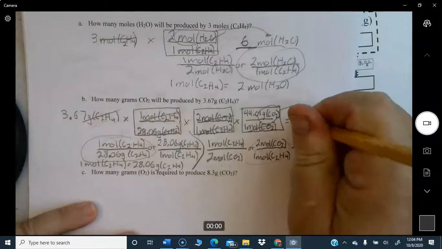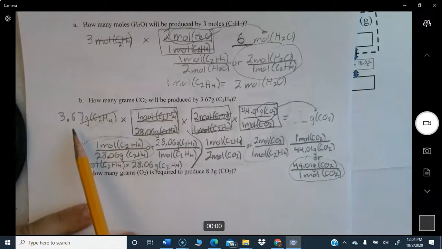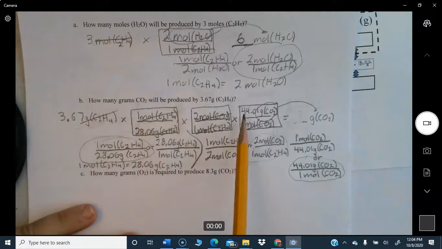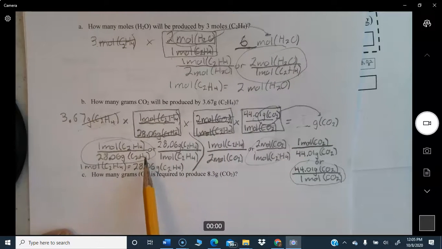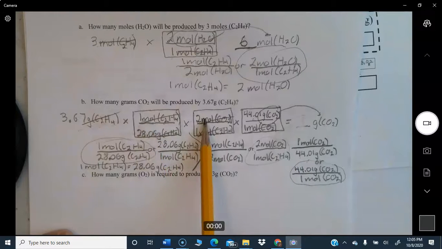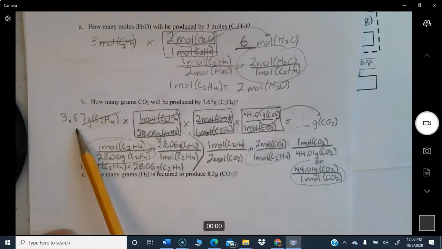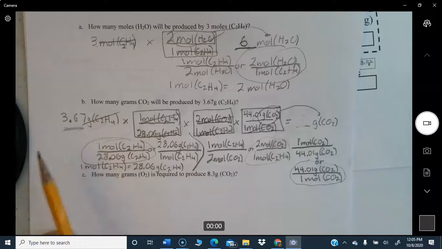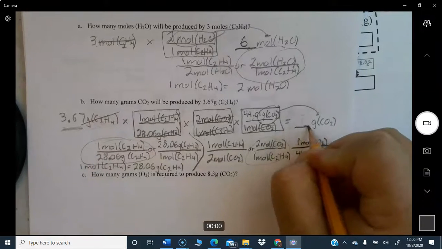So now we're ready to do the numbers. 3.67 times 1 times 2 times 44.01 divided by 28.06 divided by 1 divided by 1. Okay, it looks like we can use 3 significant figures. We're limited by 3.67. And the answer I get is 11.5.